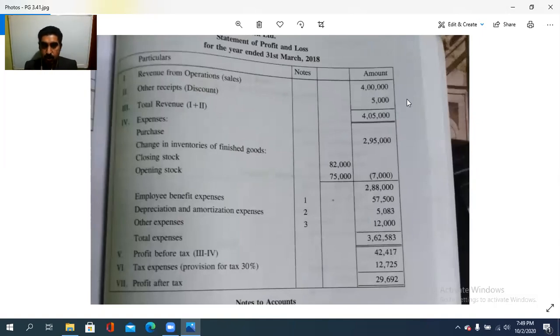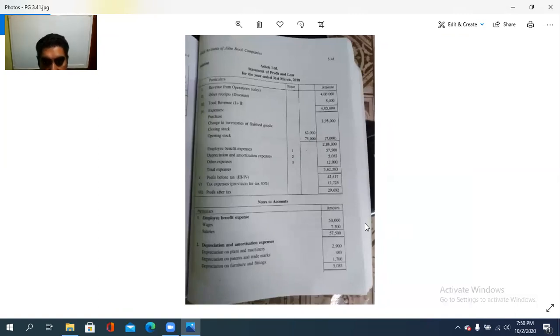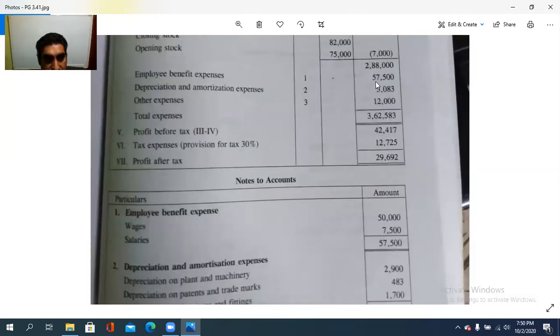Expenses. Purchases is 2 lakh 95,000. Change in inventory of finished goods: closing stock is 82,000, opening stock is 75,000. So take the difference only. So 295 is there, and 7,000 is the difference between the opening and closing stock. So 7,000 we are deducting. So 2,88,000 we noted. Then employee benefit expenses. Under that, we add up the salary and wages. So 50,000 and 7,500, that is 57,500.